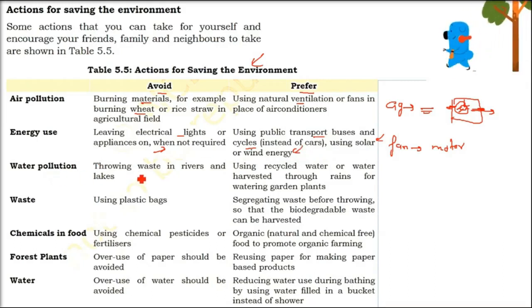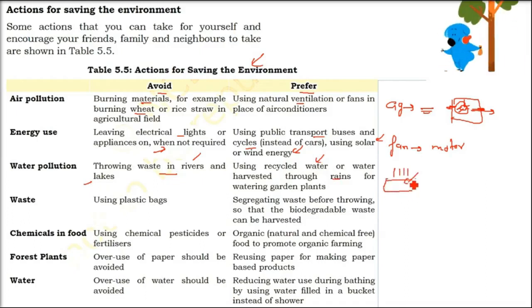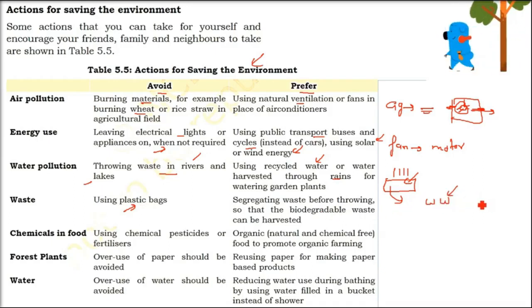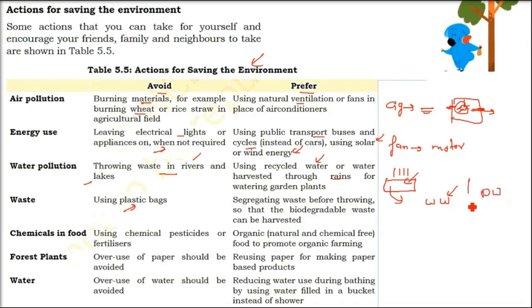Water pollution, how to avoid it? Don't throw waste or effluents in rivers and lakes. First treat them. Using recycled water or water harvested through rains for watering garden plants, this you can prefer. Rainwater harvesting is a very important way. You can use this water even if rain is not coming. So waste: first, plastic bags, a big no. And you need to segregate waste: the wet waste, the dry waste, and the biodegradable waste can be harvested.